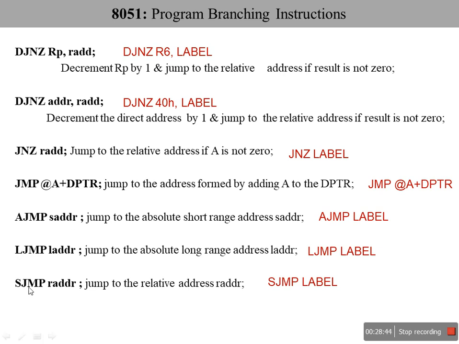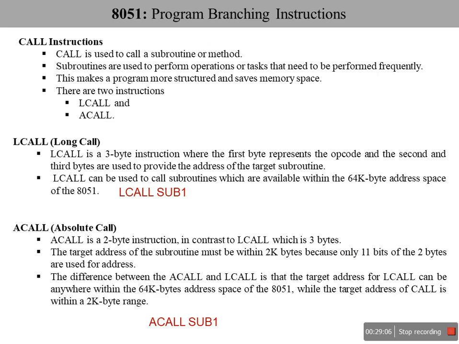Similarly, LJMP and SJMP, long jump and short jump. SJMP label, without taking any condition into consideration. Whenever the microcontroller encounters this specific instruction, when it is executed, then control goes to the specified location or label. Coming to the call instruction, in the 8051 we have mainly two types of call instruction, called LCALL and ACALL, the absolute call.